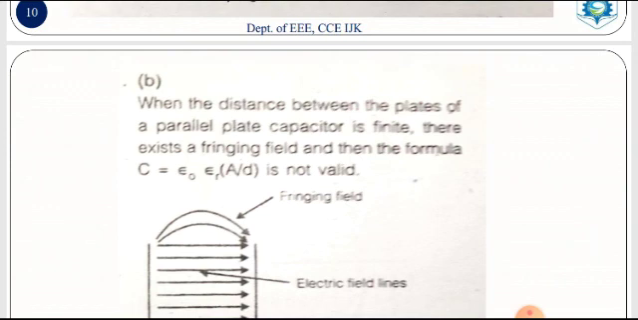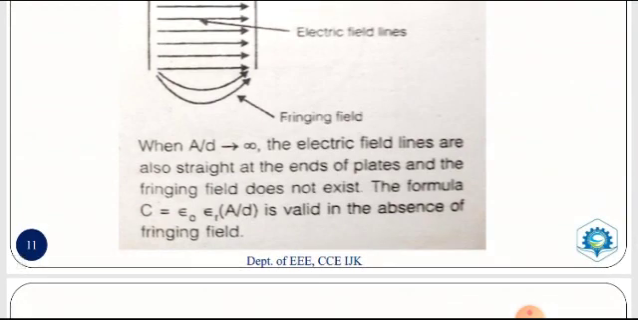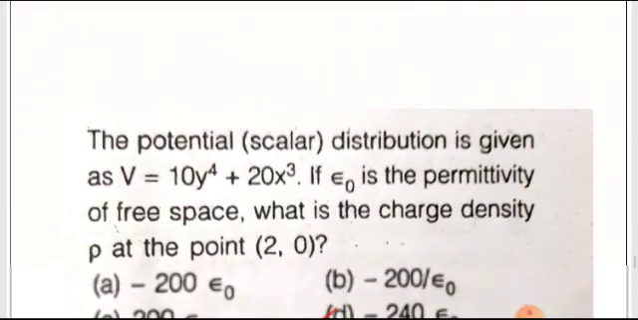And then the formula C is equal to epsilon 0 epsilon r A by d cannot be valid there. Now, when can it be valid for a parallel plate capacitor? When A by d tends to infinity, the electric field lines are also straight at the ends of the plate, the fringing field slowly vanishes, and the fringing field does not exist. Therefore, the formula C is equal to epsilon 0 epsilon r A by d is valid in the absence of the fringing field. That is how we arrive at that answer.